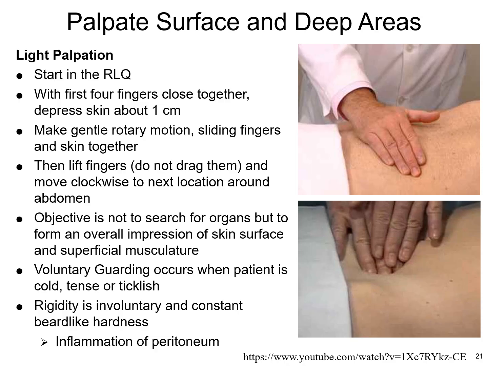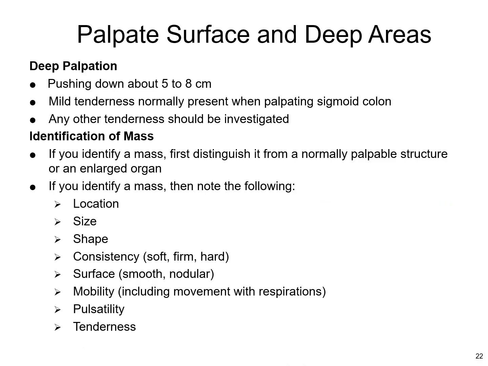These can be signs of inflammation of the peritoneum area. Deep palpation is where you're pressing about 5 to 8 centimeters. This is something that we will not do. This is more for the advanced practice individuals. But the reason for this is again to identify any masses and obtain the size, location, and the consistency.